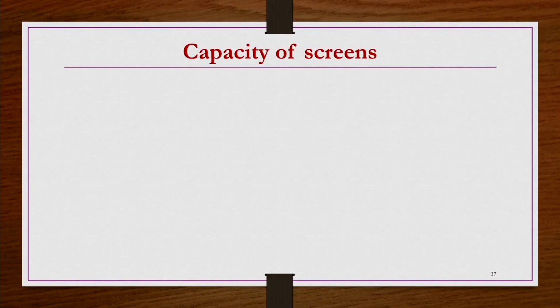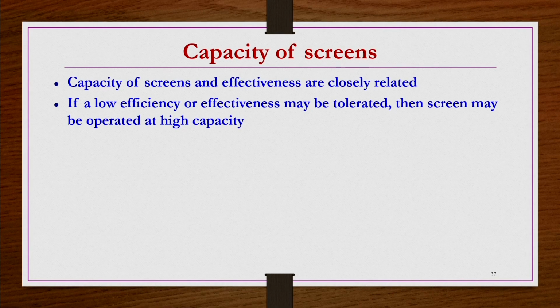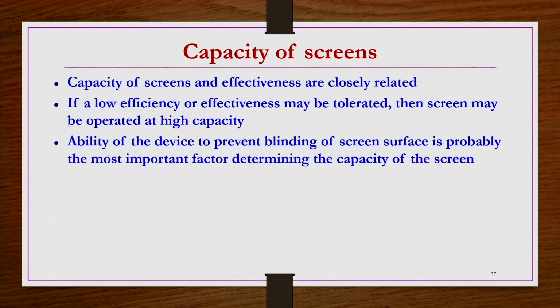Capacity of screens. Capacity of screens and effectiveness are very closely related. If a low efficiency or effectiveness may be tolerated, then the screen may be operated at high capacity. So, it is very difficult to have both high capacity and high effectiveness simultaneously. If you want to handle a large amount of material, then you must compromise on the effectiveness. The ability of the device to prevent blinding of the screen surface is probably the most important factor determining the capacity of the screen.